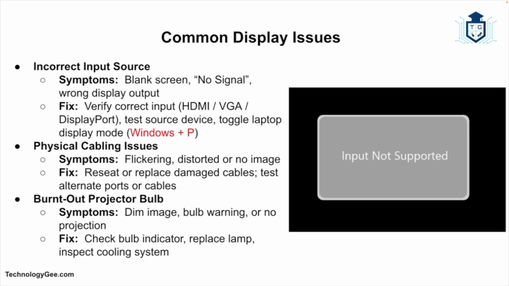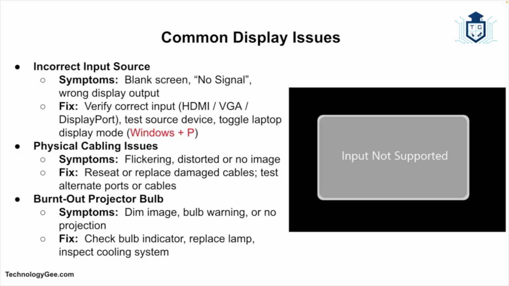Also, you want to use different cables. Swap out cables if you have spare ones available. A faulty cable can sometimes be the root cause of many display issues, especially with high resolution signals like HDMI or DisplayPort. And also you want to try different ports. Plug the cable into a different port on both the display and the source device, because sometimes the port itself might be damaged, and switching to a different one could solve the issue.